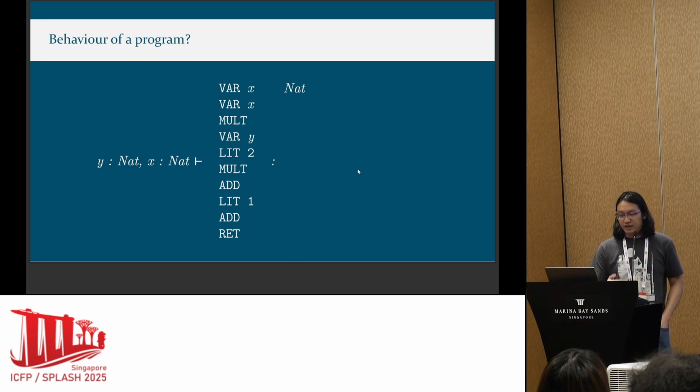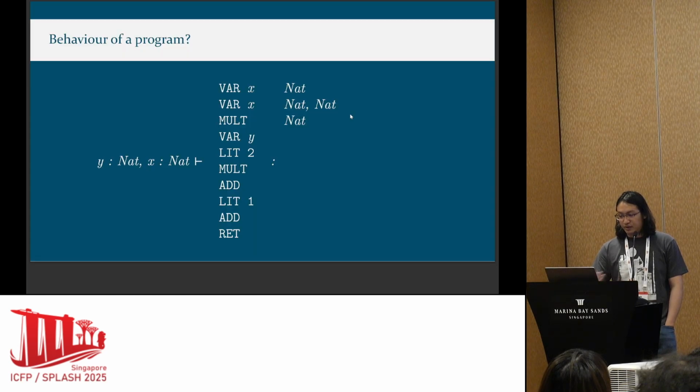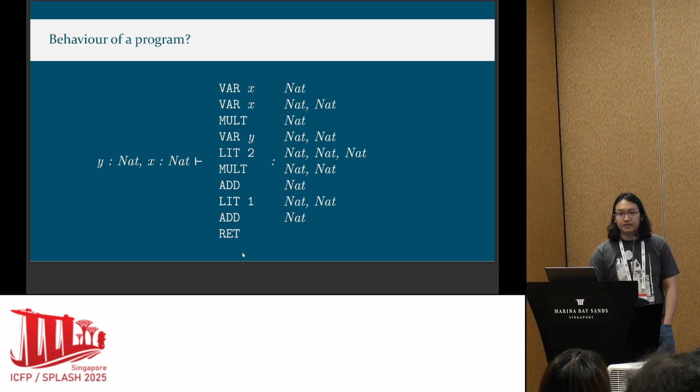So first, I suppose the stack is empty, and then I fetch variable x here. So now it has some natural number on top, and then I get another natural number by fetching a variable. I multiply them together. I get one nat now, and this goes on until we reach the very end, and we can conclude that this has type nat.